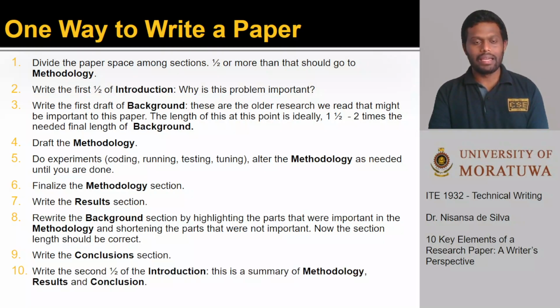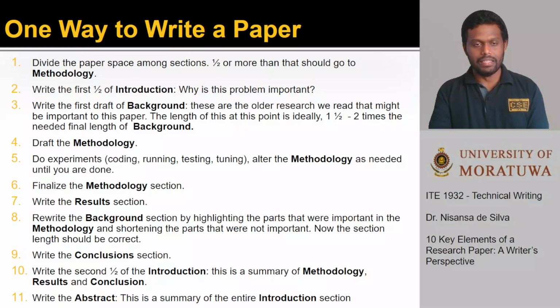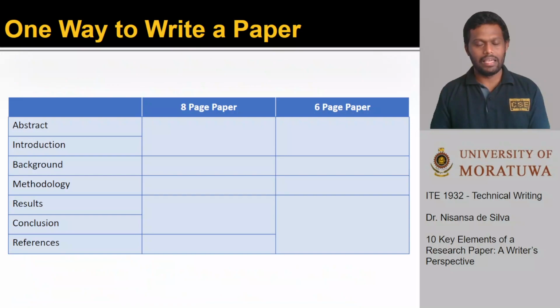And now you can go back and write the second half of the introduction. It is basically a summary of methodology, results, and conclusion. And refine it again. The 11th part is writing the abstract. This is basically a summary of the entire paper or the entire introduction section. So this is a good guide that you can follow to decide what to write and how to write and when to write things in your papers.